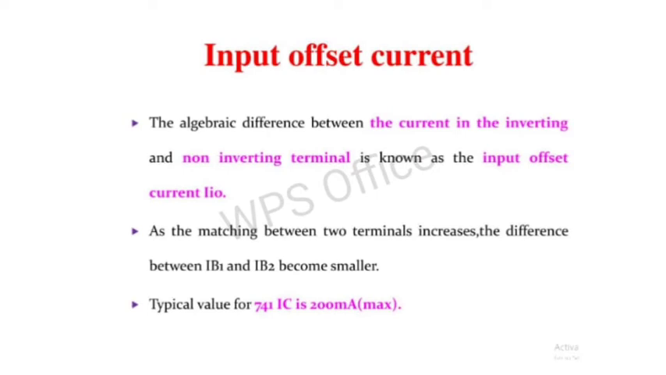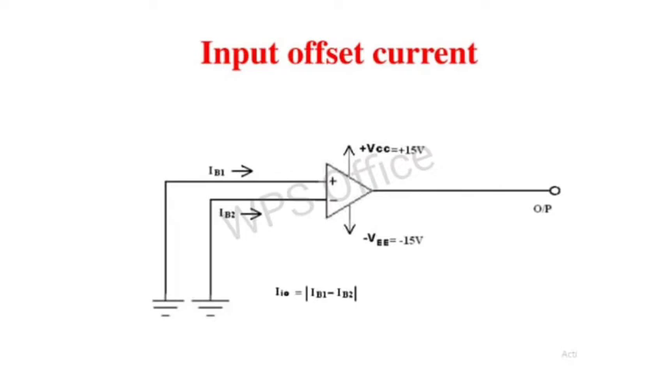It is the input offset voltage diagram. And this is input offset current. The algebraic difference between the two currents in the inverting and non-inverting terminals is known as input offset current. As the matching between the two terminals increases, the difference between IB1 and IB2 becomes small. The typical value is 20 nA for the IC, and this is the input offset current diagram.